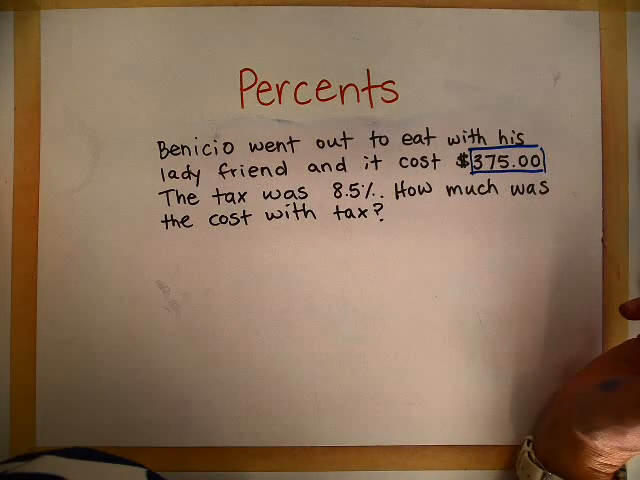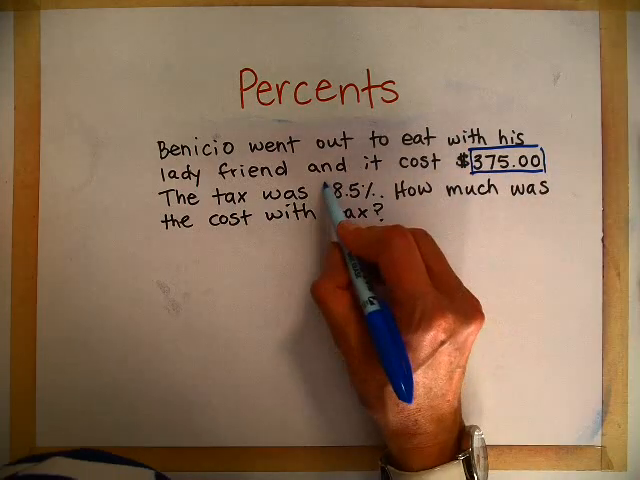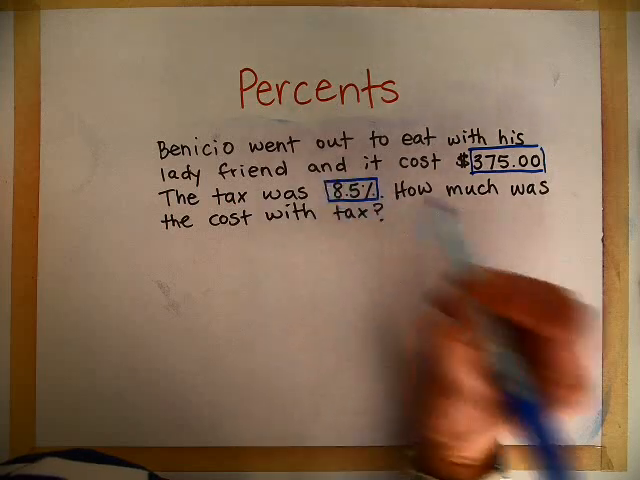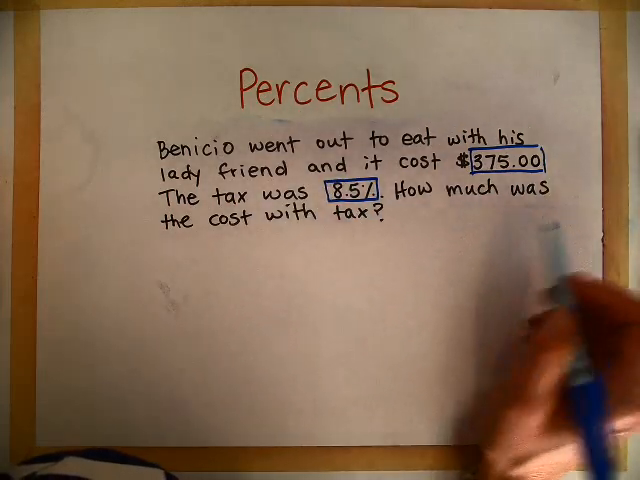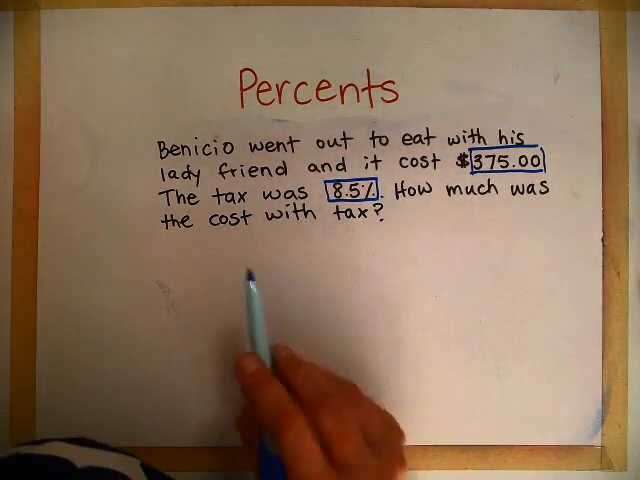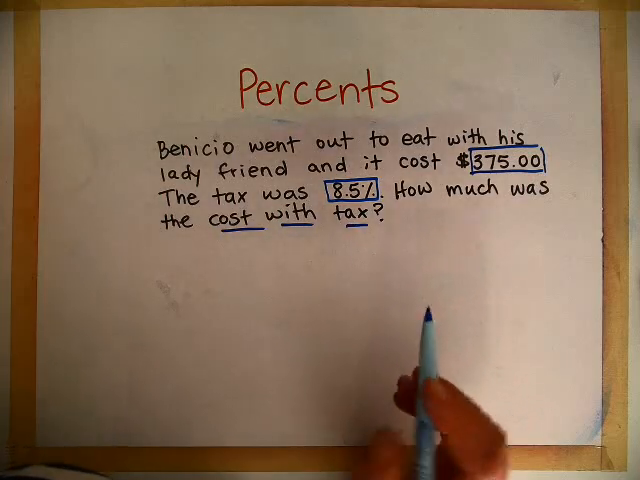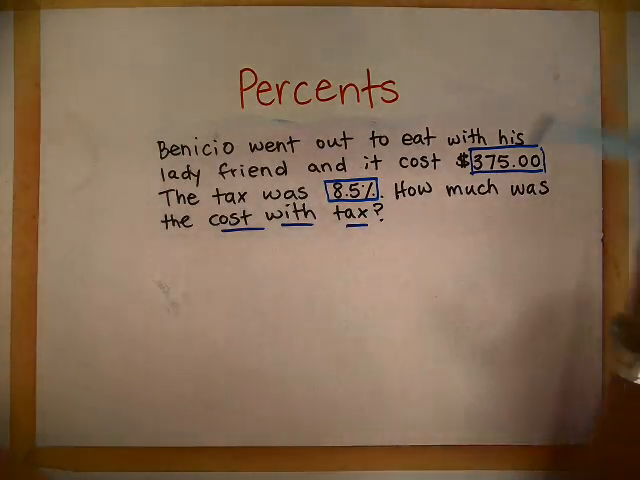We've got 8.5%. And we have how much was the cost with tax. Okay, so cost with tax. Alright, so I'm going to use a proportion again.